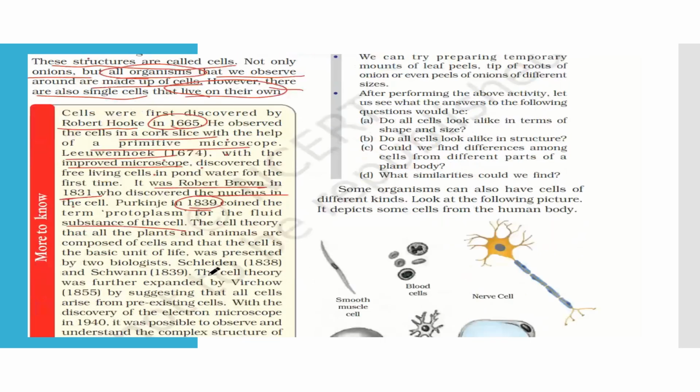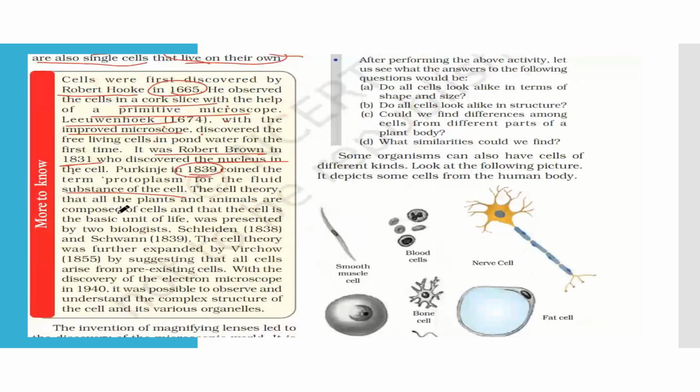So the cell theory, that all plants and animals are composed of cells and the cell is the basic unit of life, was presented by two biologists, Leiden and Schwann. They proposed the cell theory in 1838 and 39. It was very important, and it proposed that cells are the basic unit of life. This cell theory was further expanded by Virchow in 1855, suggesting that all cells arise from pre-existing cells, right?